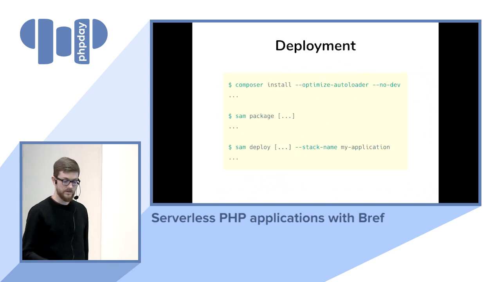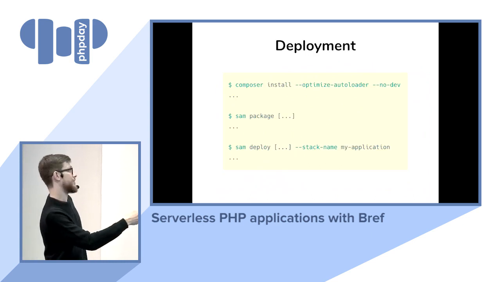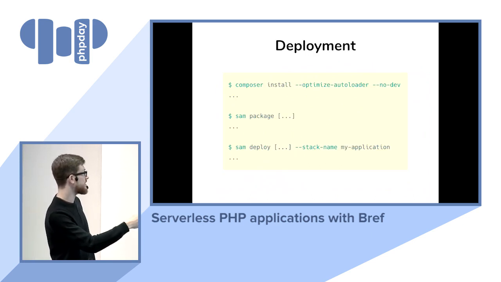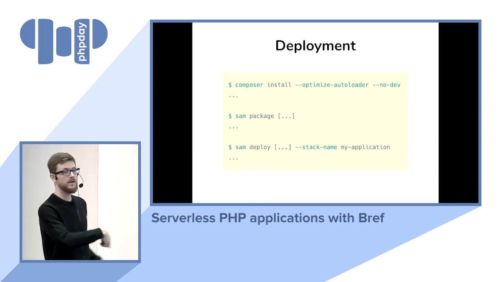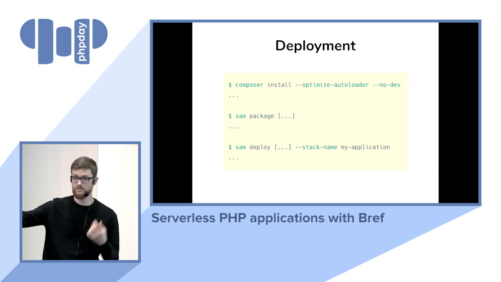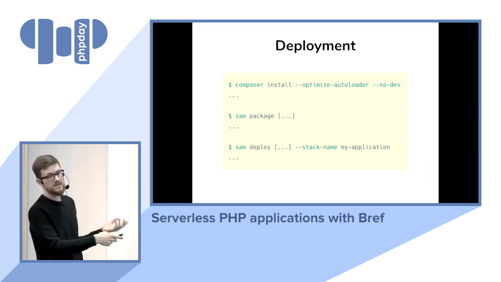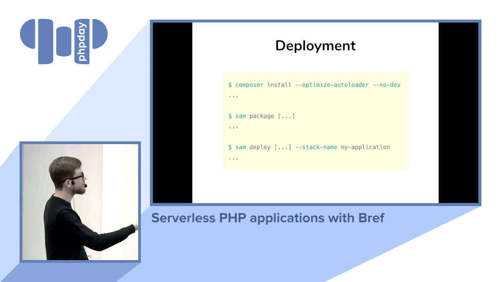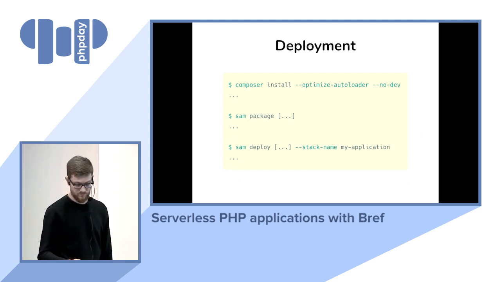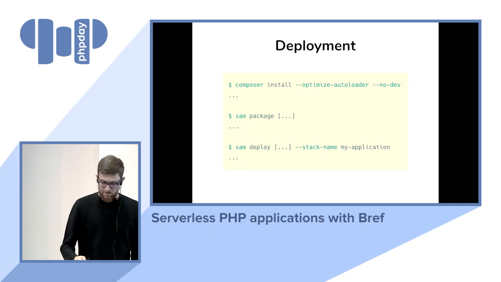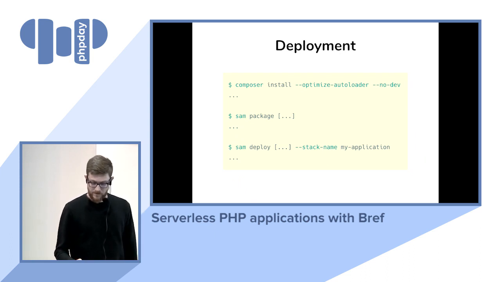And the way you deploy then is with the command line. So you install your composer dependencies, obviously, and then you run SAM package and SAM deploy. And that's how you deploy your application into Amazon. Why are there two commands? It should be one, but anyway, that's how it is. It's okay. So that's how you deploy.